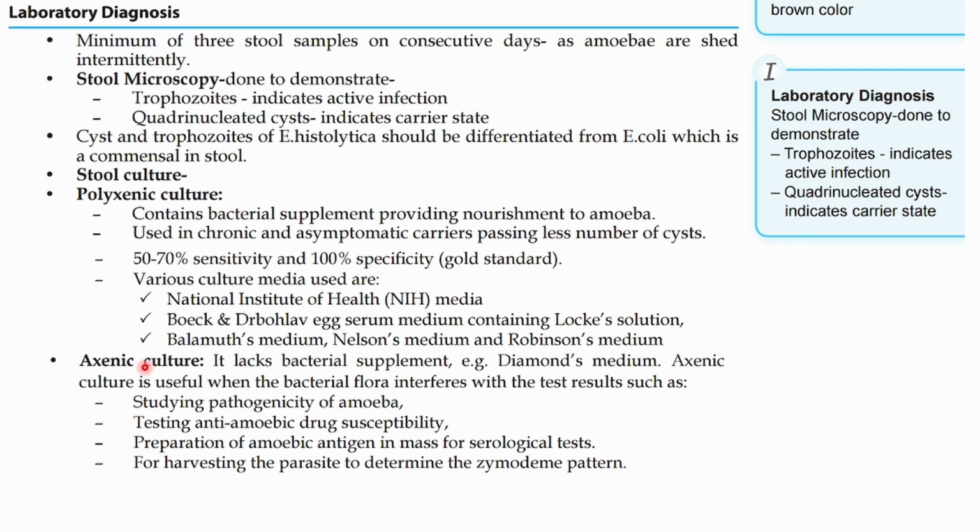Then we have the axenic culture. It lacks bacterial supplements, for example Diamond's medium. Why is it called Diamond's medium? Not sure. Are there diamonds inside? Axenic culture is useful when the bacterial flora interferes with the test results, such as studying pathogenicity of the amoeba, testing anti-amoebic drug susceptibility, preparing amoebic antigen in mass for serological tests, and harvesting the parasite to determine the zymodeme pattern.